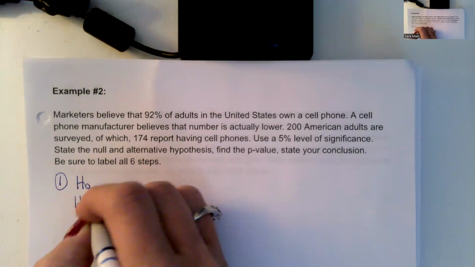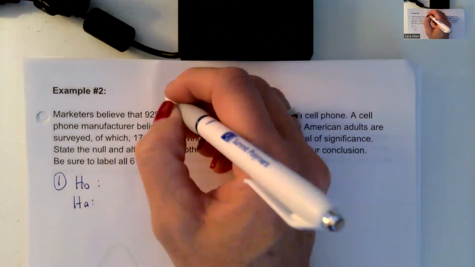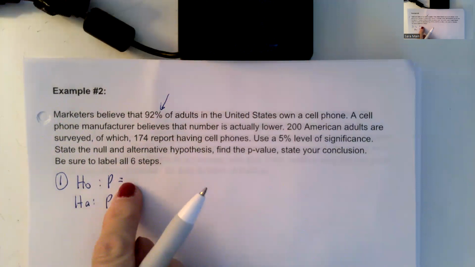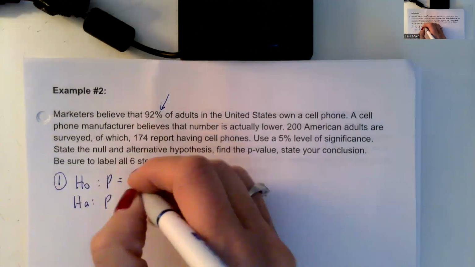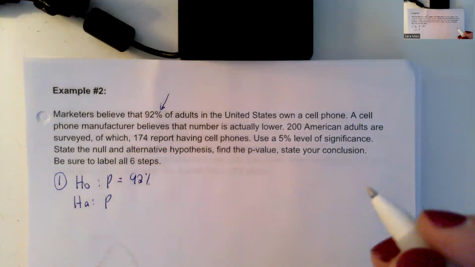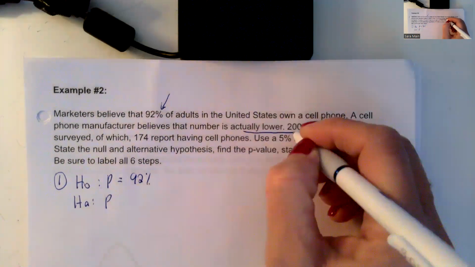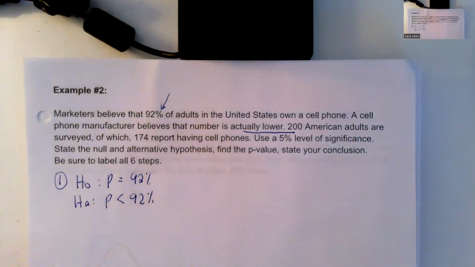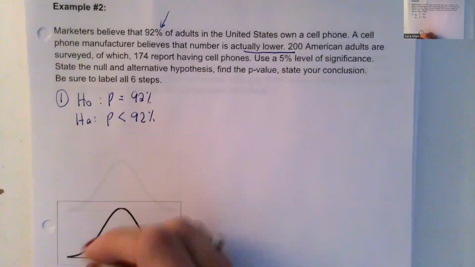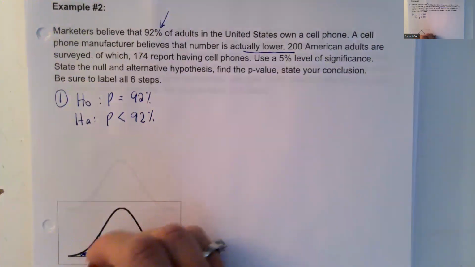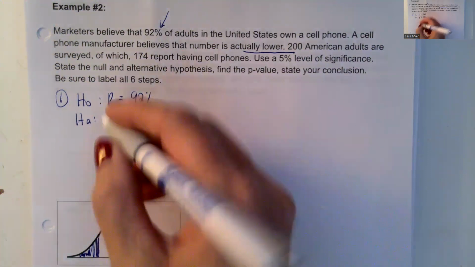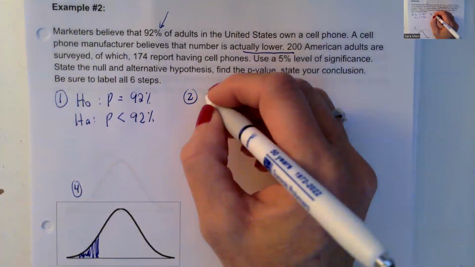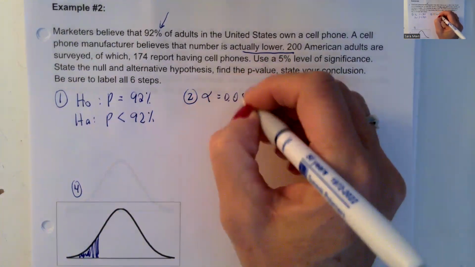Okay, H0 and HA. We have percentages, so it's a P. H0 is equal. They think it's 92%. The manufacturer believes it's lower, so it's going to be a less than, is what we're claiming. Less than is a left tail, so we are going to shade into the left because of that. Step 2 is testing at the 5%, so alpha is 0.05.